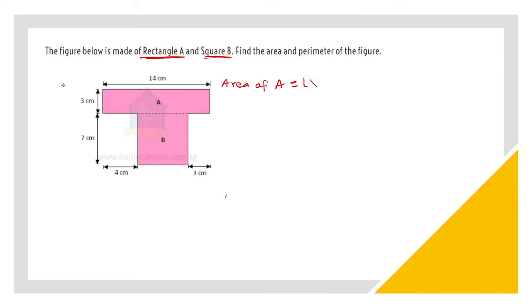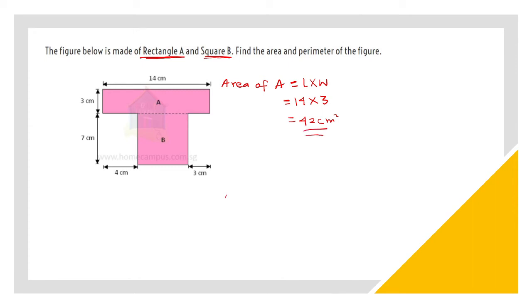So L times W, right? That is 14 times 3. That is the area of that figure A, our rectangle. 4 times 3 is 12, then 3 times 1 is 3, so 42, right? Centimeter square. So that's the area of figure A.